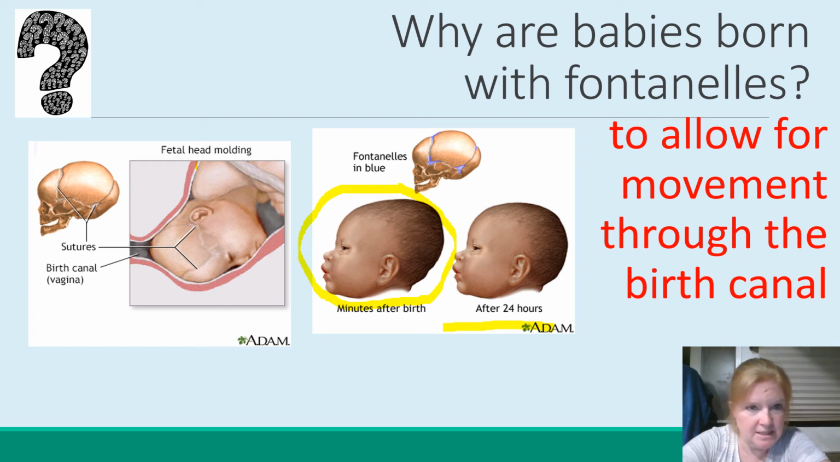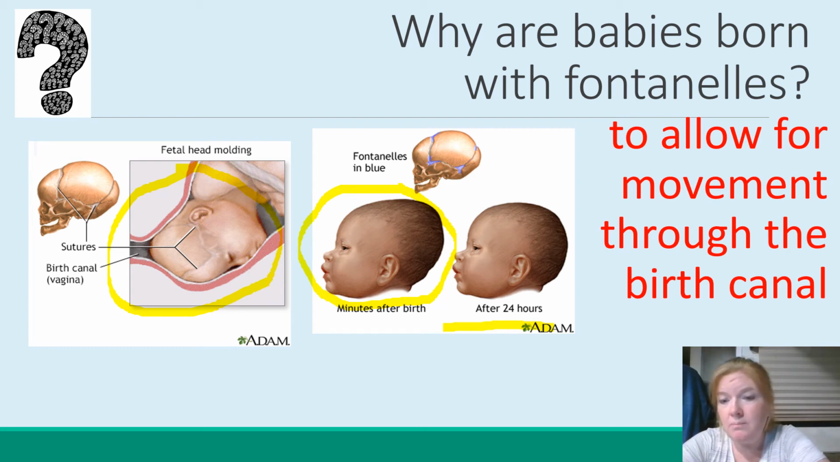But here you can see an image of why that happens. The head gets misshapen as it passes through the birth canal. But if the skull bones were fully fused, so those sutures were formed, that would not be allowed to happen without fracturing the skull. So having those fontanelles and having the bones not fully formed means the head can get squished like that to allow for birth.